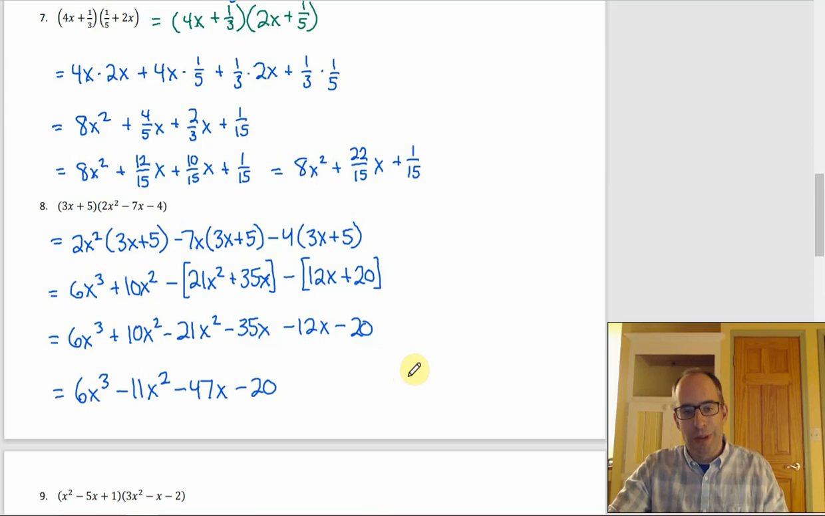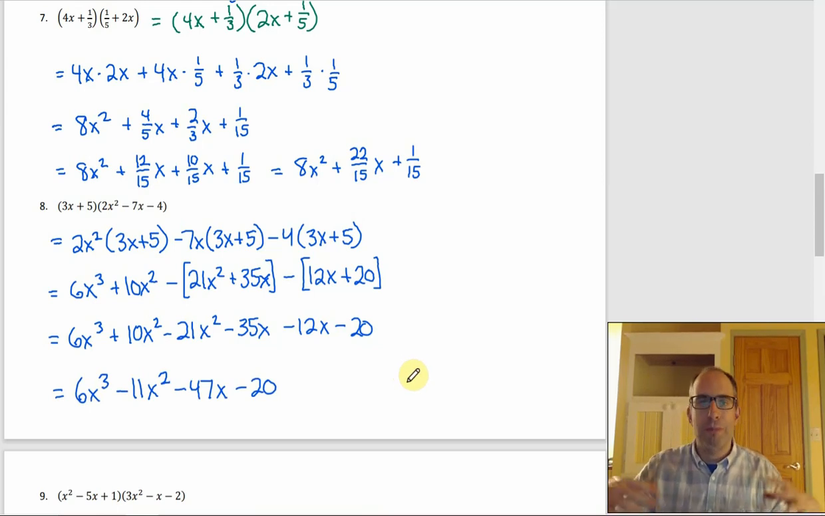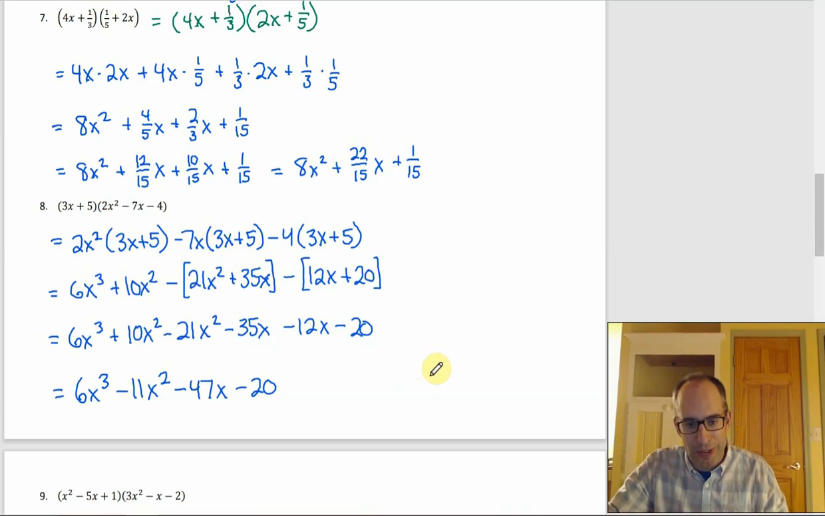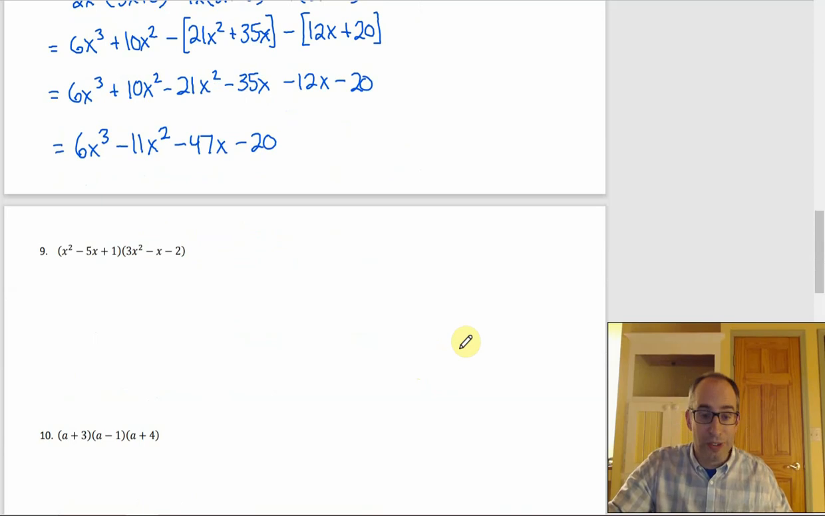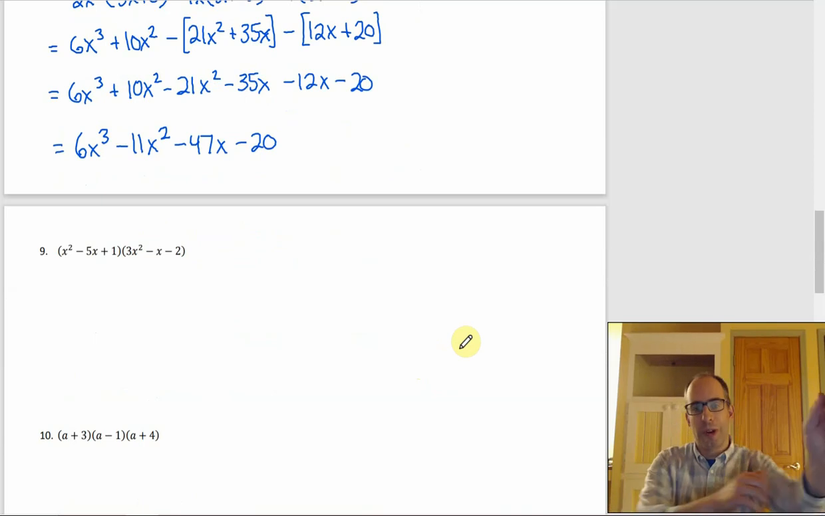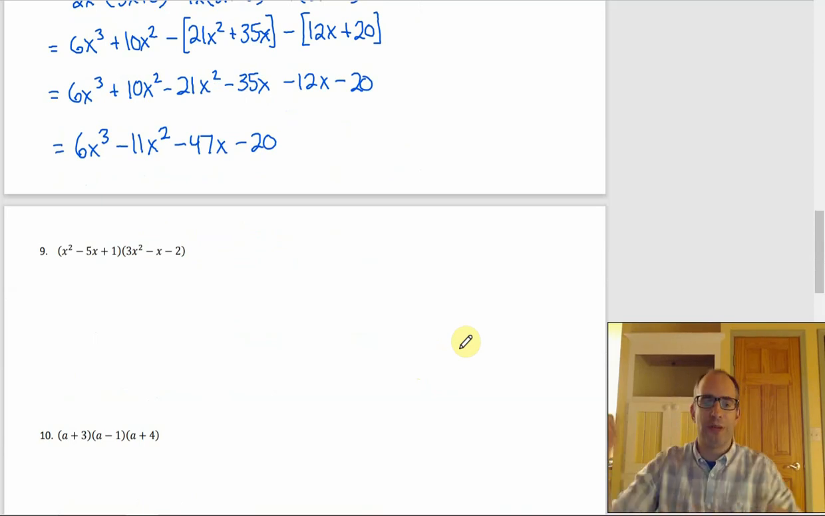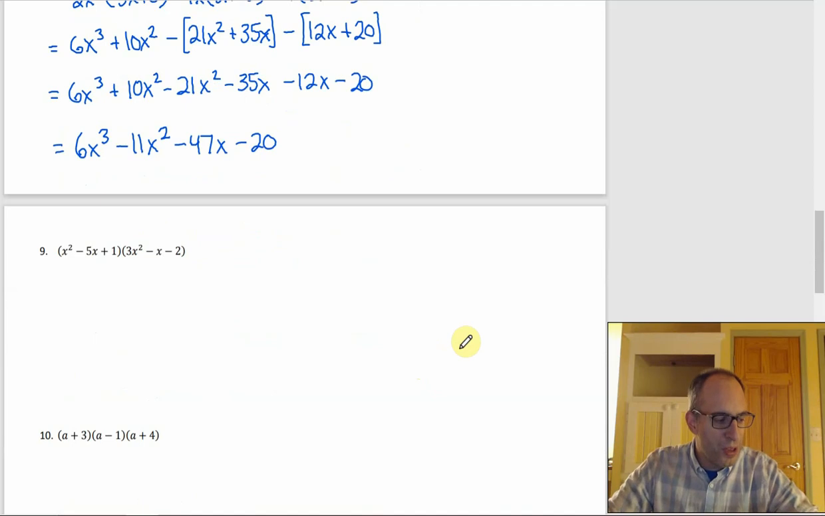So you got to distribute when you've got more than just two binomials. So here we had a binomial and a trinomial, we had to distribute. Here we have two trinomials, and we had to distribute there too. So that's what we're going to do. Just to be different, I'm going to distribute the second one through the first instead of doing the first one through the second again. Not that it matters.